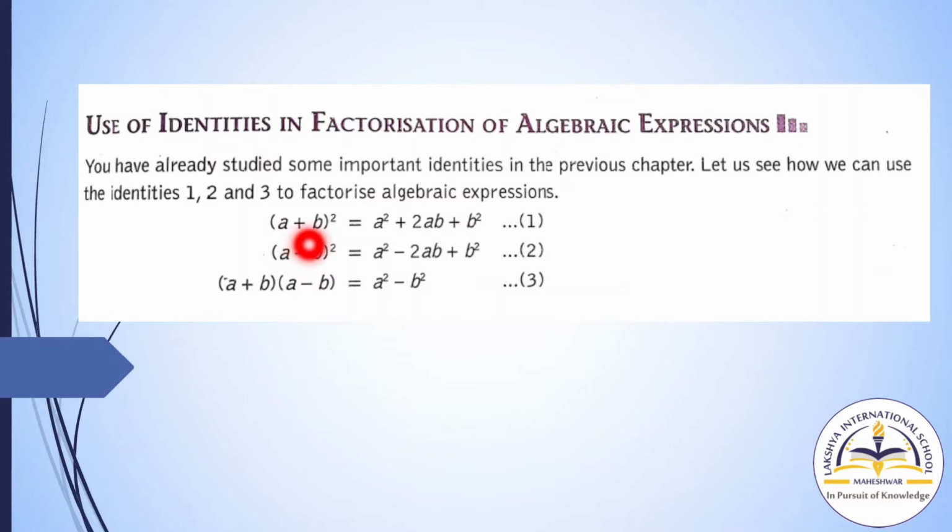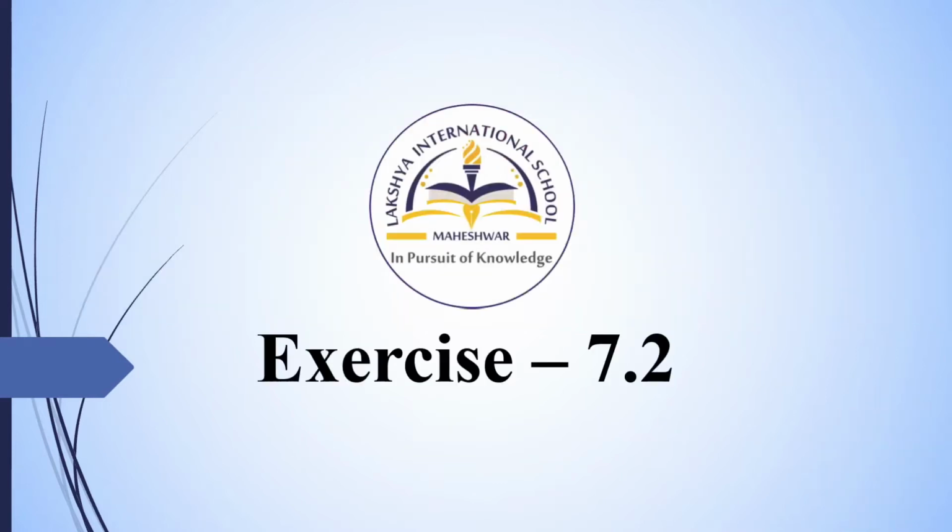That is, (a plus b) whole square equals a square plus 2ab plus b square. (A minus b) whole square equals a square minus 2ab plus b square. Now the third identity is (a plus b)(a minus b) equals a square minus b square. Now on the basis of these identities we will factorize the algebraic expressions.